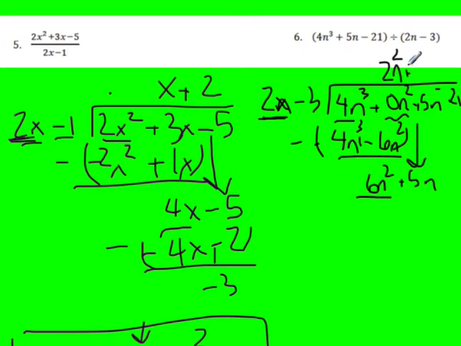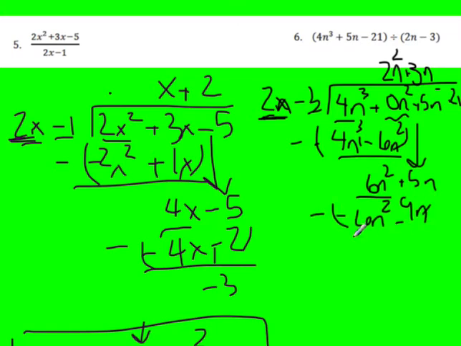I need 3. Come on, it's not letting me write. There we go. And then to multiply from n to n squared, I need an n. So I'm multiplying each of these by 3n squared. So I get 6n squared here. Negative 3 times 3 is going to be a negative 9, and then we have n.